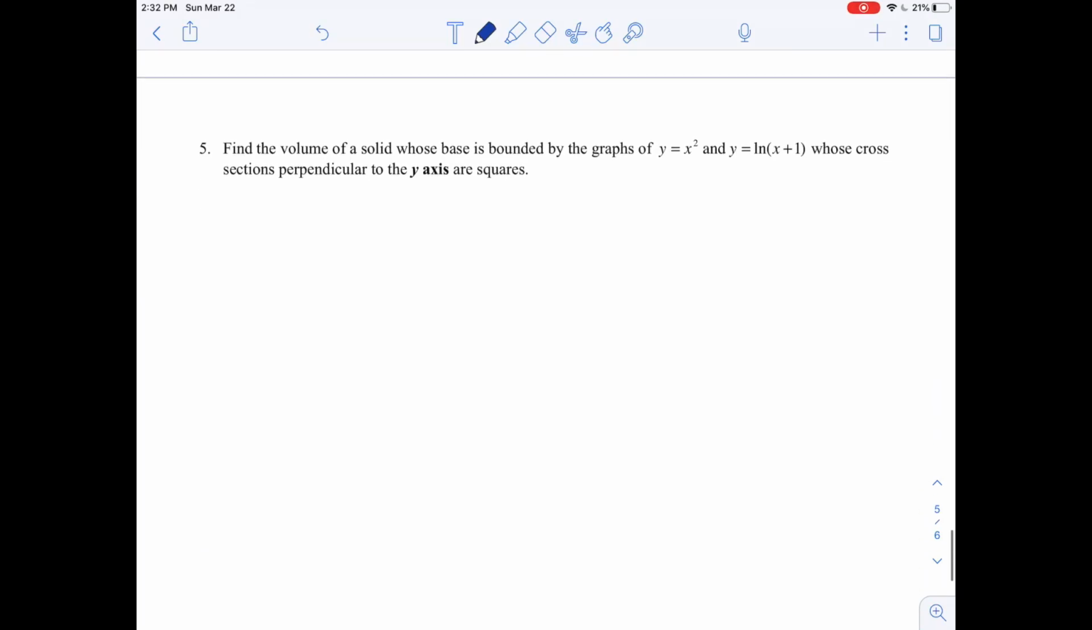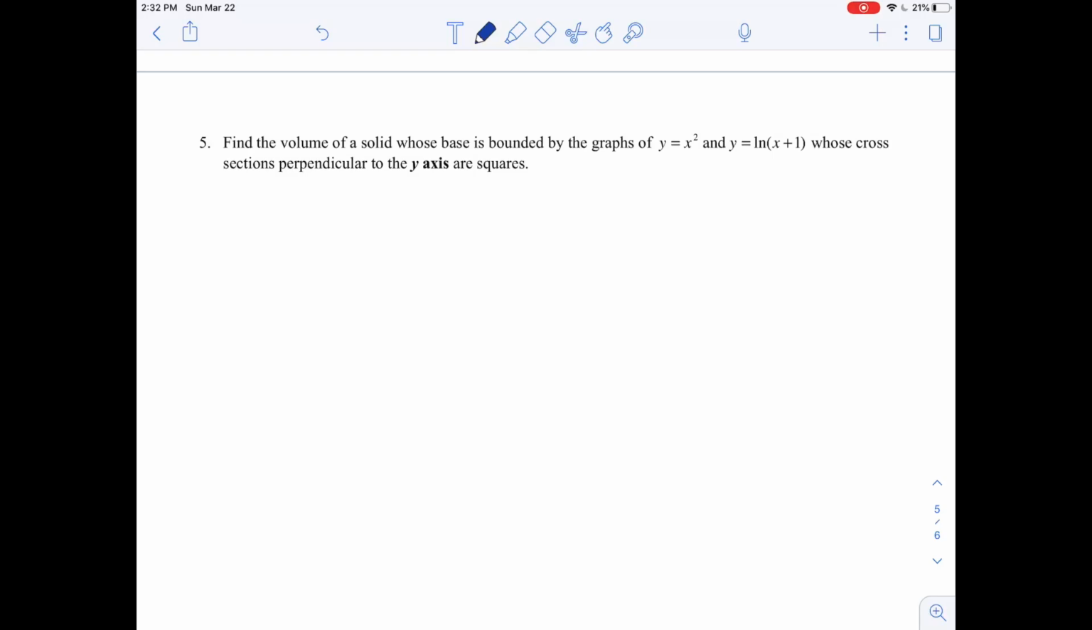If there was one, and I can't really imagine too many that you're going to get like this, that said that you had to have cross-sections that are perpendicular to the y-axis, the big thing with that is that you would have to change everything to be in terms of y. So let's take a look at what this looks like.